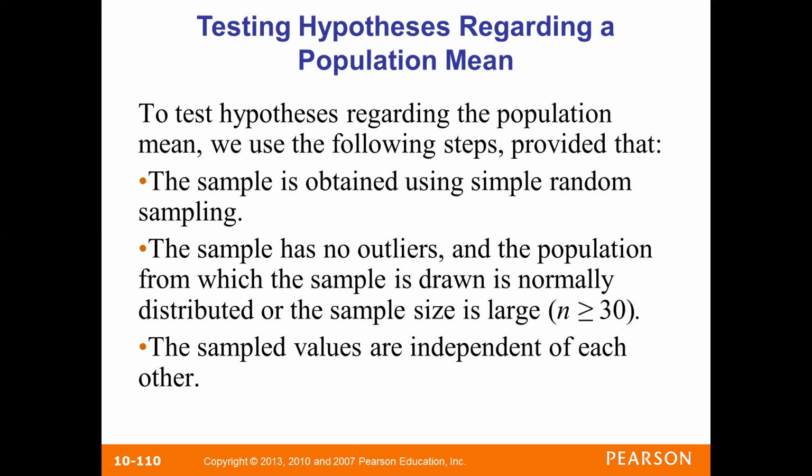Some things we have to make sure happen when we're testing a hypothesis is that the sample is obtained by a simple random process. So we want simple random sampling or some sort of random sampling. The sample has no outliers, and the population from which a sample is drawn is normally distributed, or the sample size is large. The sample values are independent of each other. So we want things to be independent, and we want to be leery of any sets that have outliers.